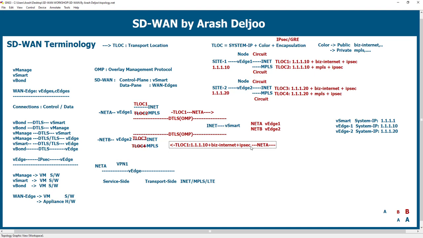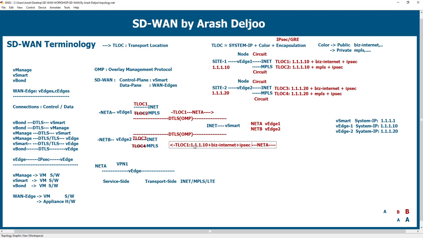You see that now TLOC has information for the VH2 to establish a connection to send traffic to, for example, net A. All of the information are here. For example, system IP of destination, transport type, and also encapsulation type. Although we need another information, for example, how can we reach to 11110? We will talk about that.